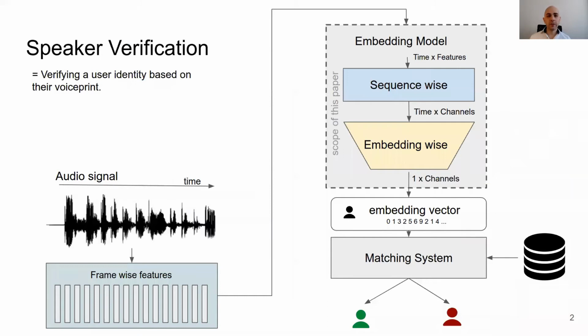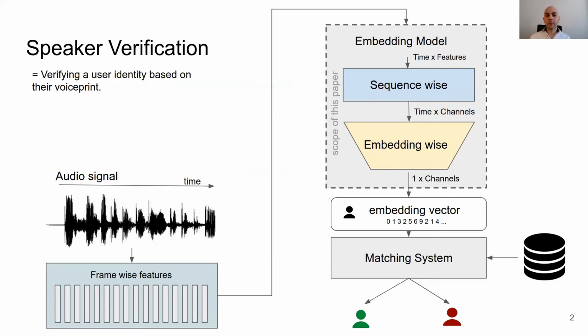Speaker verification is the task of verifying a user identity based on their voice print. We propose a fixed-size speaker embedding model performed in two stages. In the first stage, a streaming neural network takes as input an arbitrary long time series of acoustic features and outputs another time series of higher level features. This part is referred to as the sequence-wise network. The second stage consists of an aggregator followed by a few linear transformations and is called the embedding-wise network.